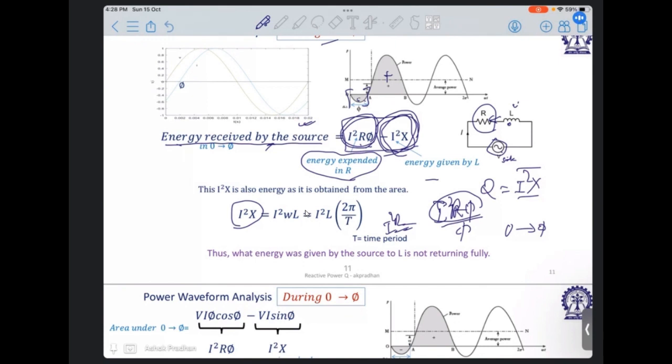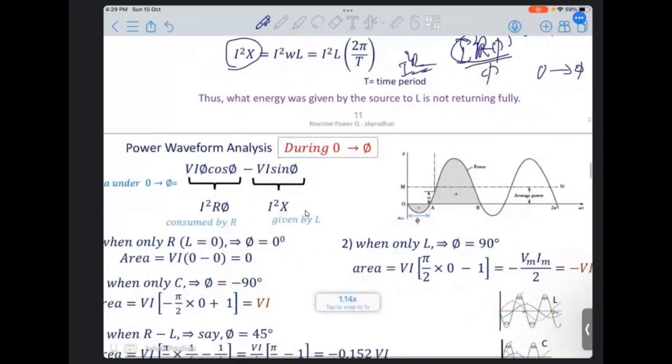L stores its energy, but in the negative half L only gives, R again consumes, and so also the source. That implies that what the source has given to the inductor, I square X, does not fully come back to the source because of the resistance. So that's the lossy part, and that's the reason we talk about associated losses in the presence of an inductor. If you increase Q more and more, because of the L, the phi increases, and your corresponding I square R loss in the system also grows more and more. I square R phi will also go on increasing.